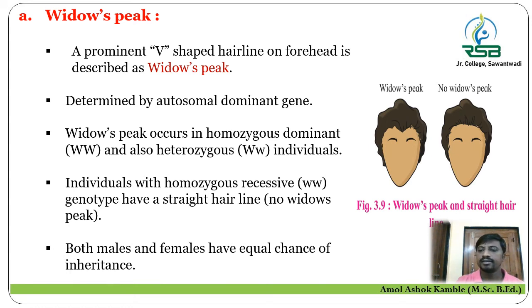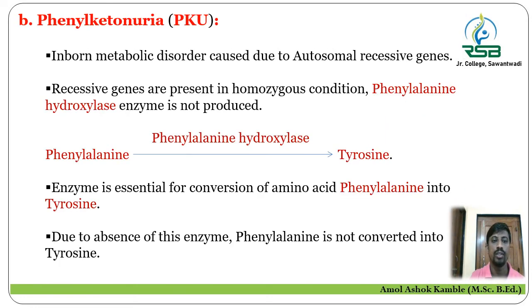Let us discuss the second autosomal recessive trait. Example is Phenylketoneuria. It is also called as the PKU. This phenylketoneuria, it is the autosomal recessive trait, and this autosomal recessive trait, it is the inborn metabolic disorder. It is the inborn metabolic disorder and it is caused by autosomal recessive gene. What happens during this PKU, phenylketonuria? Here the importance of enzyme is phenylalanine hydrolase.